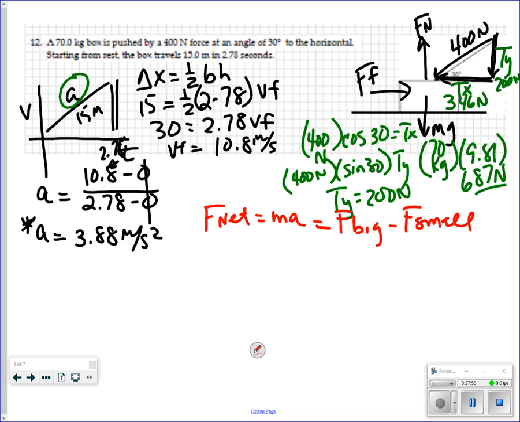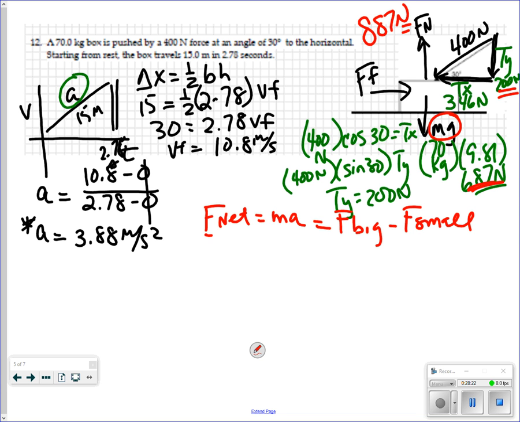Oh, whoops, you know what I just realized? I didn't figure out the normal force. Let's figure that out first, okay? So 687 is my gravity. 200 newtons is also going down. You notice I have 2 arrows going down. So that means that my normal force, which is the only up arrow, is the 2 of those combined. All right, so let's not forget normal force. We would need that if we're doing the coefficient of friction anyhow.